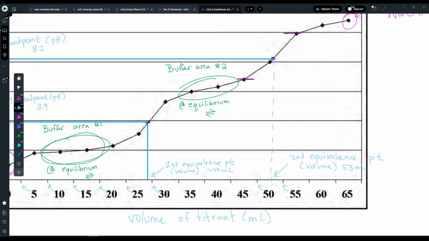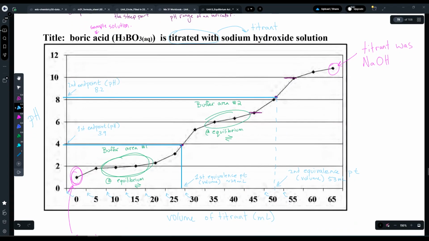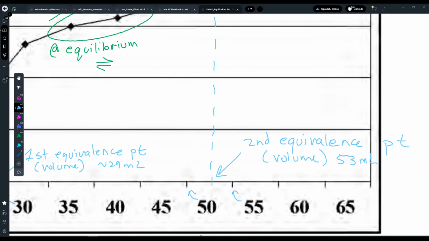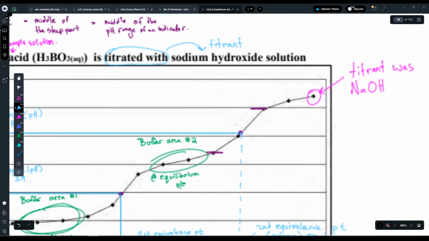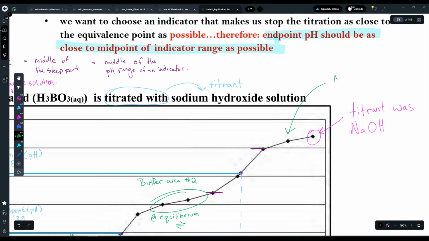If you did say 52, there is a little bit of wiggle room for this, just because there's not a grid that makes it easy to tell for sure. However, you got to be in the right kind of ballpark here. If you said this is at a volume of 50 milliliters right here, then you would be wrong. Last thing I just want to say, this last flat part is not a buffering area.